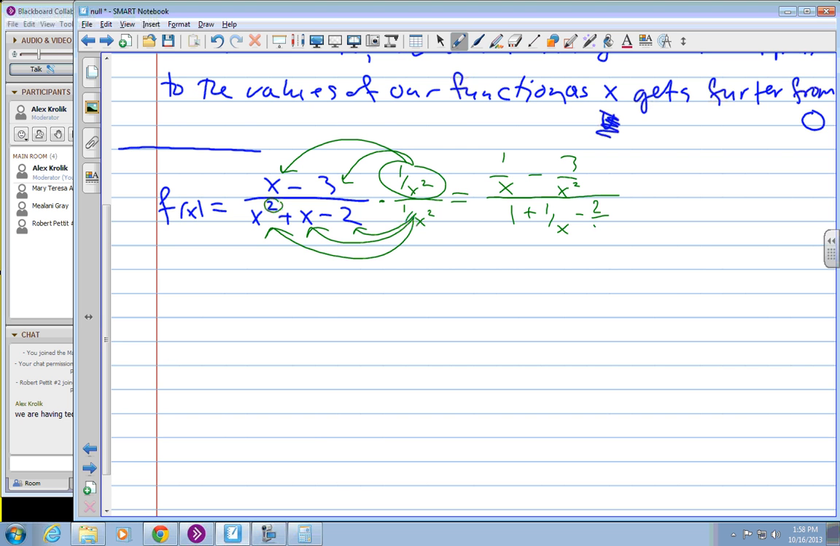Negative 2 over x squared. It's the same problem. Well, I haven't finished it yet. You'll see why in a second.